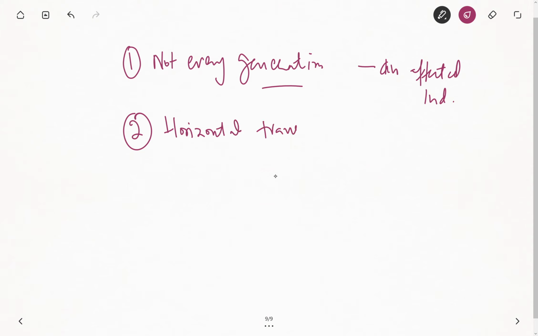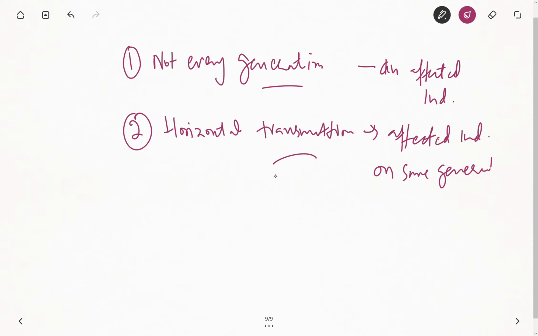The second concept is horizontal transmission. So actually these two are the same in a different way. So we see affected individuals in the same generation, but not up and down the generations. Third, males and females are equally affected.